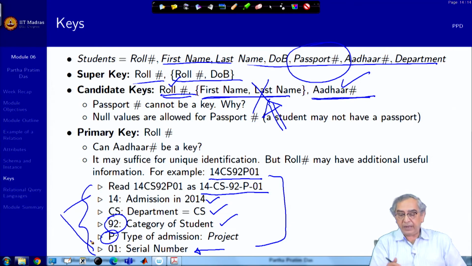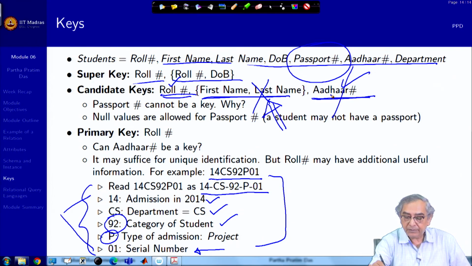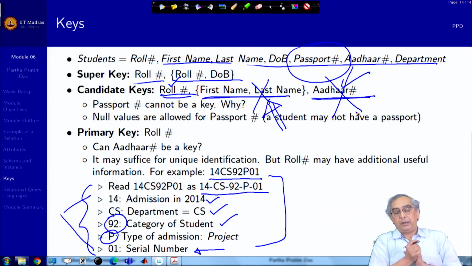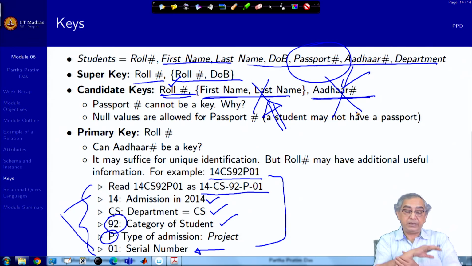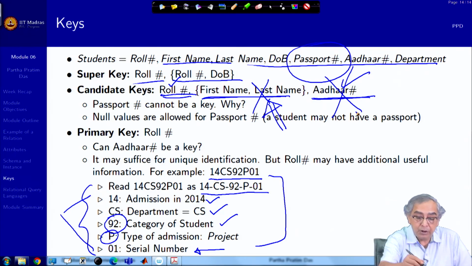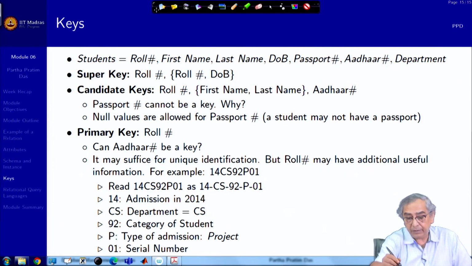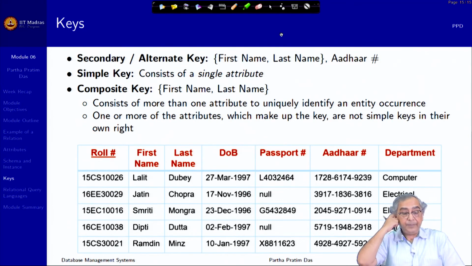So, these are some of the additional considerations by which the first name, last name and the Aadhaar number are not considered to be primary key from the candidate key, and the roll number is. So, in every type of system you may have these kinds of considerations to decide on the key.